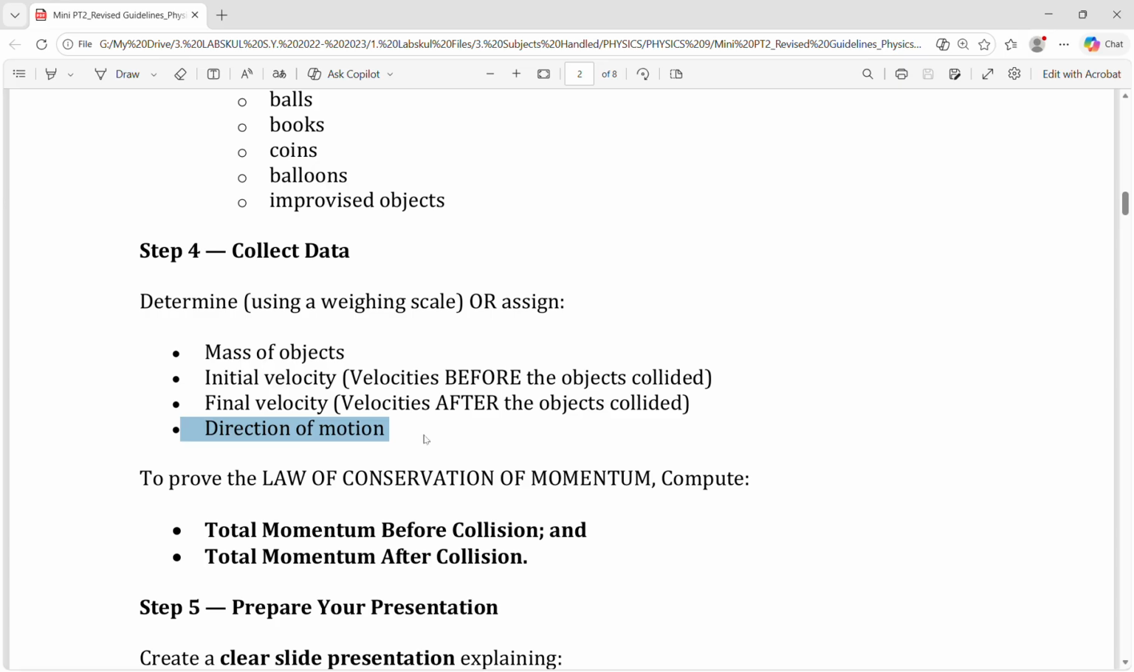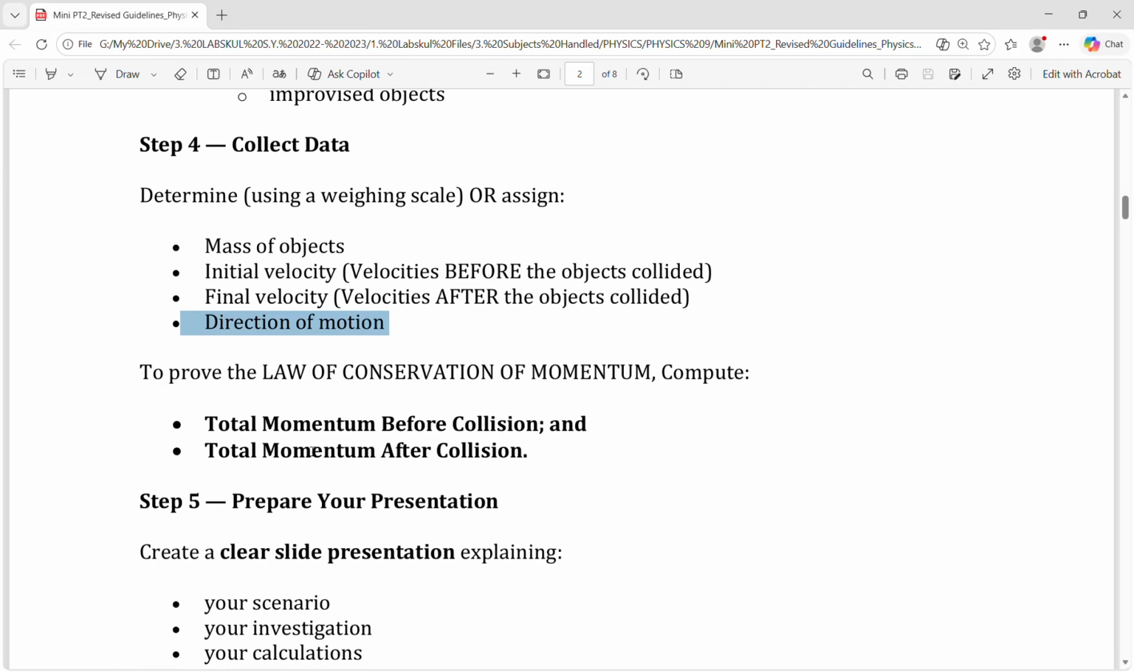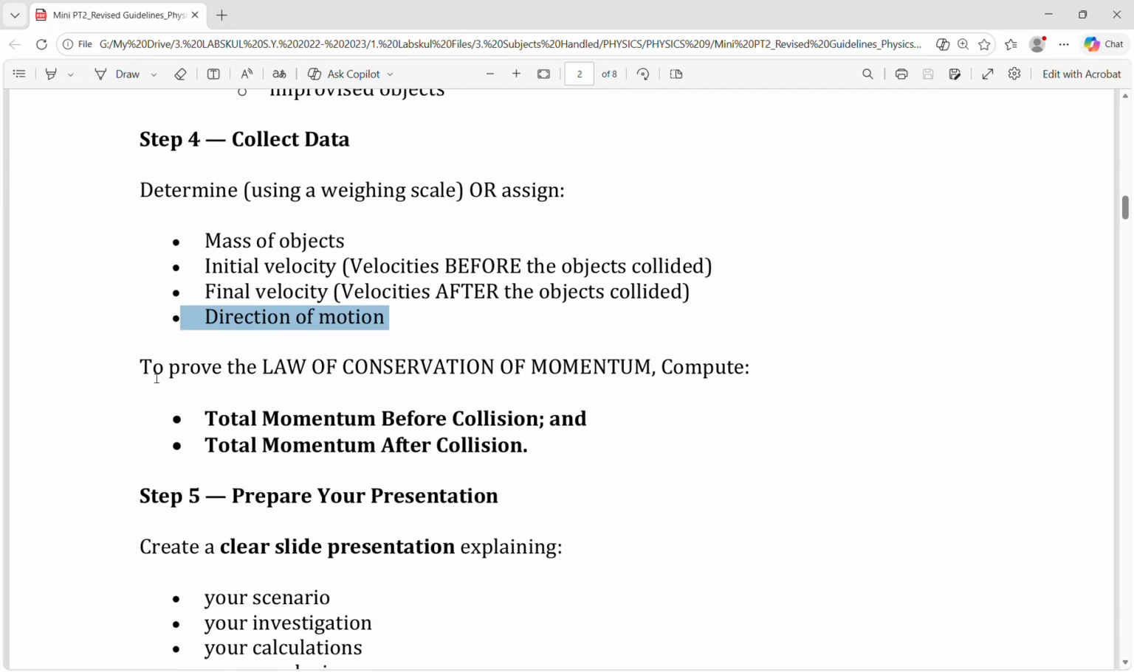You could show an arrow to signify the direction of the motion, or through your demonstration, we can see it. So when you collect the data, you try to prove the law of conservation of momentum. After collecting the data, you compute immediately. That is the total momentum before the collision, or if you solve it, the velocity of one object after the collision may be unknown, that is possible too. Then you solve for the total momentum after the collision. Then you can see right away whether they are equal or not. So that's step 4.